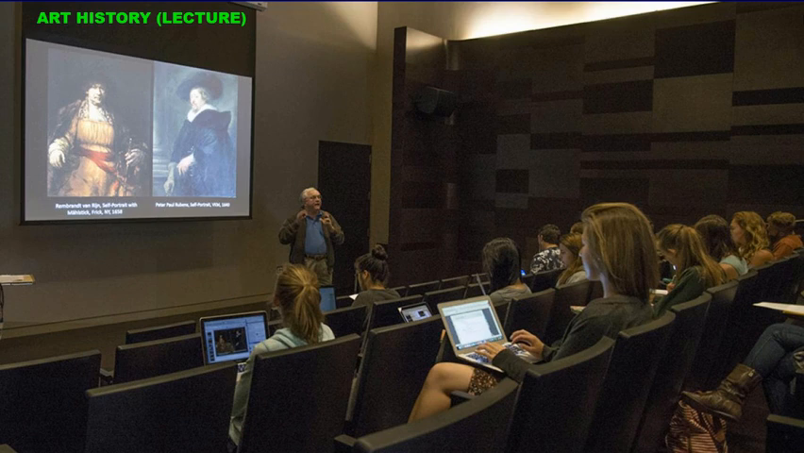So I bet you're wondering, what is this class like and what will I be doing in the class? Art History is mainly a lecture class. The typical art history class looks like this, where it has a professor up at the front of the room. It's usually a dark room so you can see the projection of the artwork on the screen.